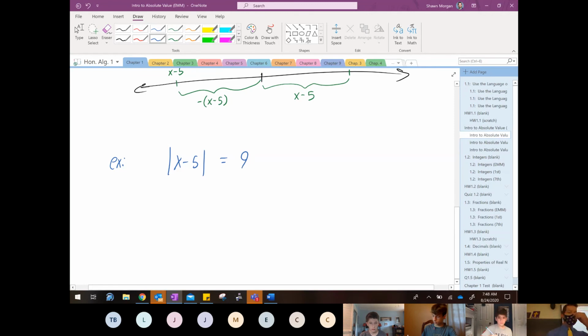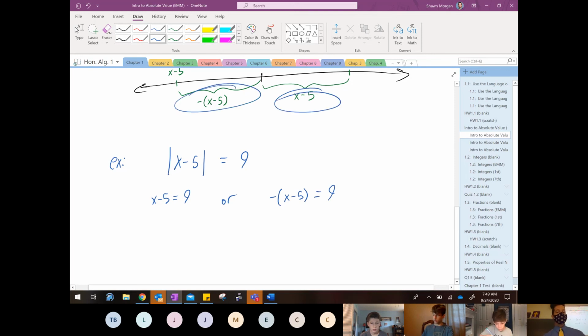What you have to do is consider, okay, well, x minus 5 could be a positive number, and therefore over on the right, so I could just say x minus 5 equals 9, okay? Or I could say the opposite of x minus 5 equals 9. That's where we're taking into consideration both of those scenarios. And then you would go through and solve and you'd get your answers. What would this answer be? 14? Mm-hmm. x equals 14, and then x equals -4.